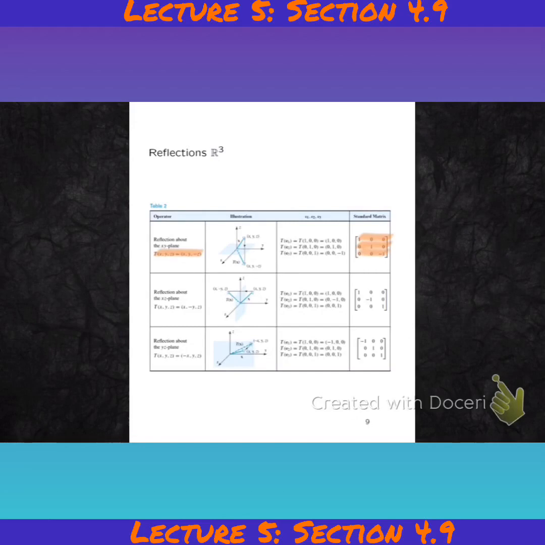Then you can look at other variations. You can look at the variation where we go about the xz plane, which is that one there, and also the reflection about the yz plane, which again is a straightforward argument to follow to get to that.